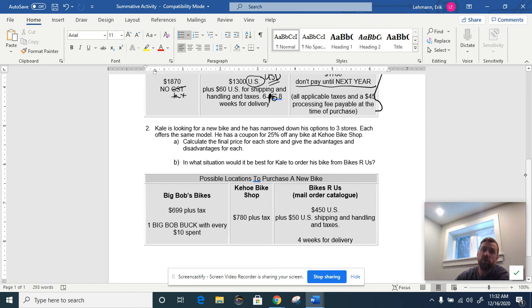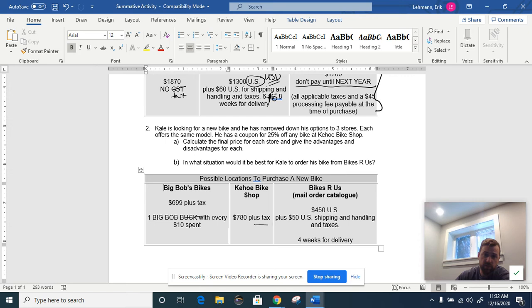Second scenario here, so you're doing this twice. Kale is looking for a new bike and he's narrowed down his options to 3 stores. So calculate the final price for each store. Again, we've got taxes to consider. This one is in US dollars. Mail order takes 4 weeks. Let's consider that. You get 1 Big Bob Buck with every $10 spent. So how many Bob Bucks would you get back?